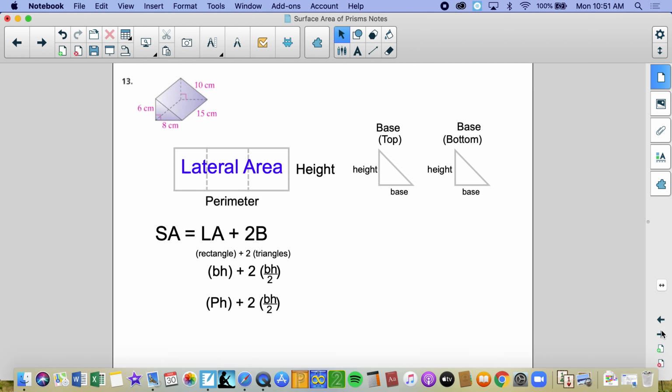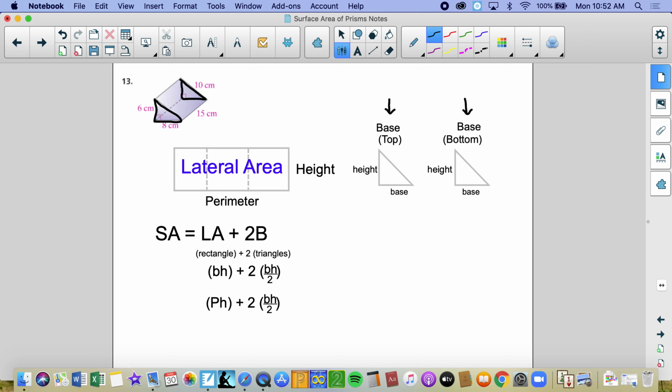All right, now let's try a triangular prism. So the first thing I need to do is find the bases. Remember, the bases are going to be the two faces that are parallel to each other. In this example, it's going to be the triangles. So those triangles are parallel to each other. So those are going to be my two bases. My base shape is a triangle.